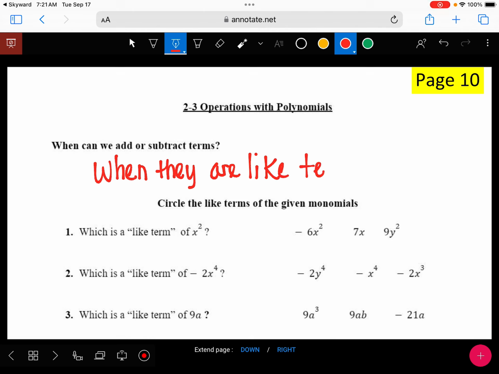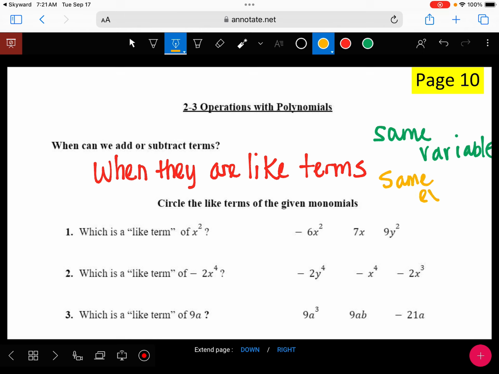So what is a like term? A like term simply means you have the same variable and you also have the same exponent. So if you have the same variable and the same exponent, then we say that they are like terms.